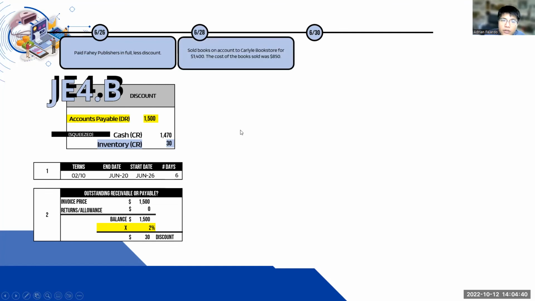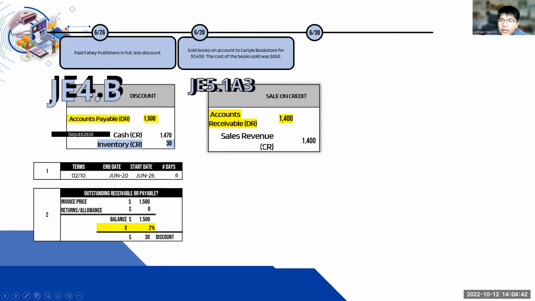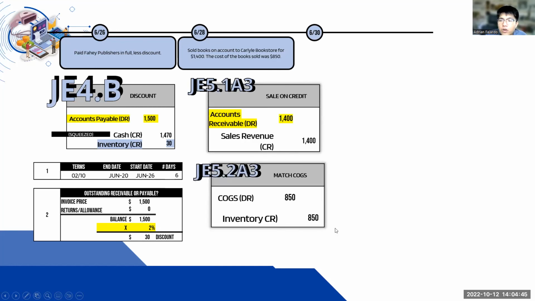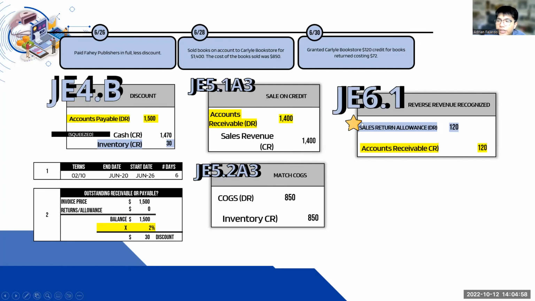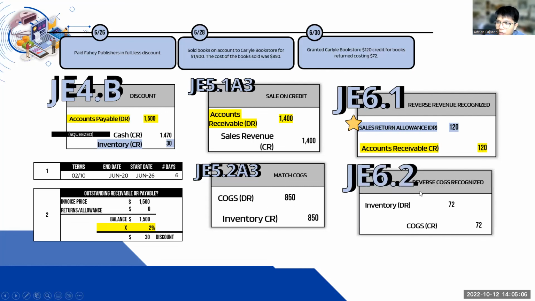Finally, we sold another round of books. So debit AR, credit sales revenue of 1,400, match the COGS, debit COGS, credit inventory of 850. Then we granted a credit, and therefore we have to derecognize a portion of the sale and a portion of the COGS. So here we use sales returns and allowances, which is a contra revenue account, of 120 as a debit, and then credit AR of 120. And then we also lower the COGS, so debit inventory, credit COGS of 72. So actually that finishes the whole comprehensive transaction for this solution.